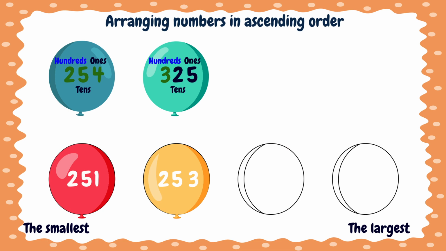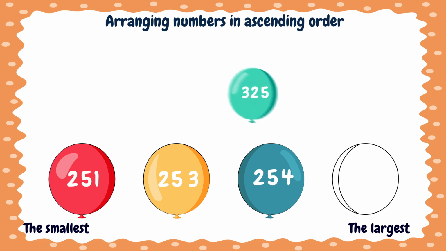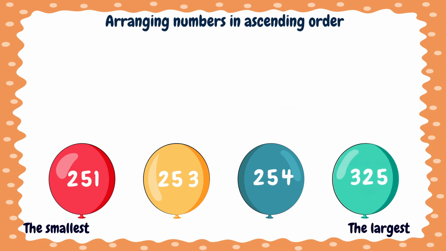Come on, let us compare the hundreds place to determine the smallest. Here is the number 2, and here is the number 3. Which is the smallest? The number 2. Excellent. So the number 254 is the smallest. So we will put this balloon here. And put the last balloon here because it has the largest number, which is 325.